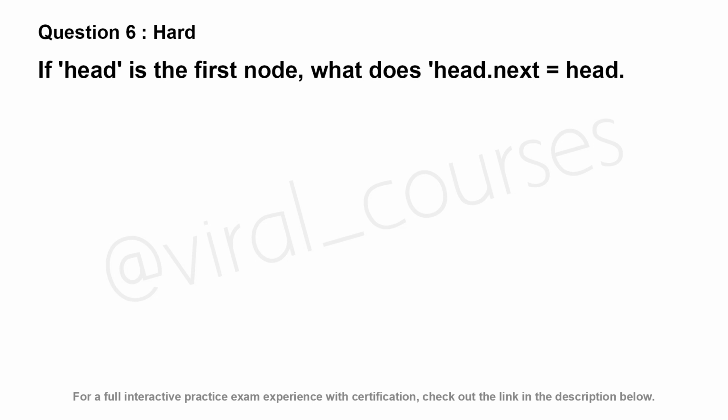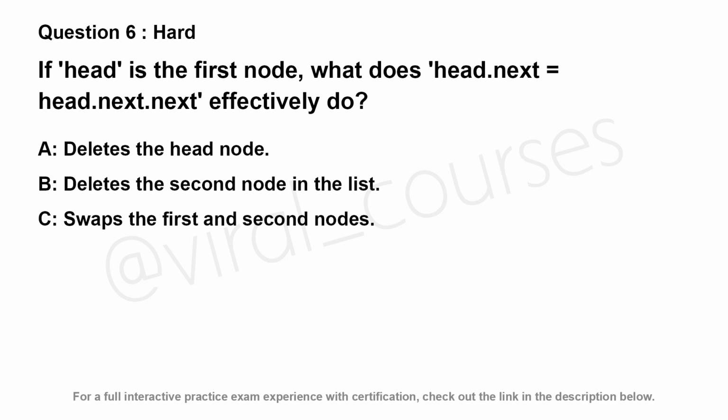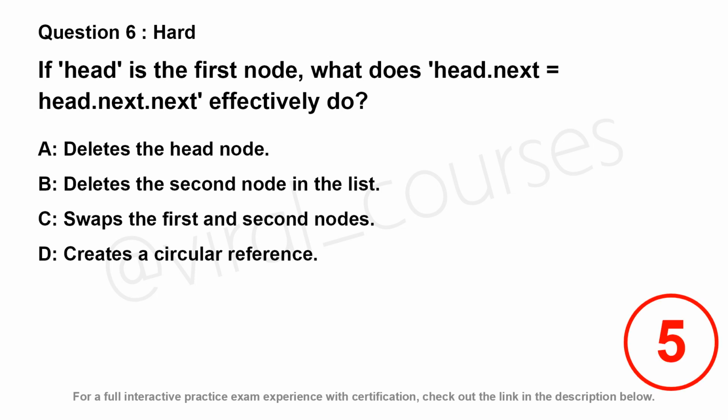If head is the first node, what does head.next = head.next.next effectively do? Option A, deletes the head node. Option B, deletes the second node in the list. Option C, swaps the first and second nodes. Option D, creates a circular reference.